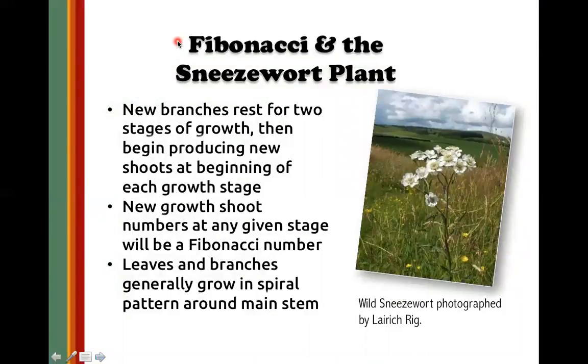All right, Fibonacci and the sneezewort plant. Here you can see what a sneezewort plant looks like in the wild. New branches rest for 2 stages of growth, then begin producing new shoots at the beginning of each stage of growth. New growth shoot numbers at any given stage will be a Fibonacci number. Leaves and branches generally grow in a spiral pattern around the main stem.